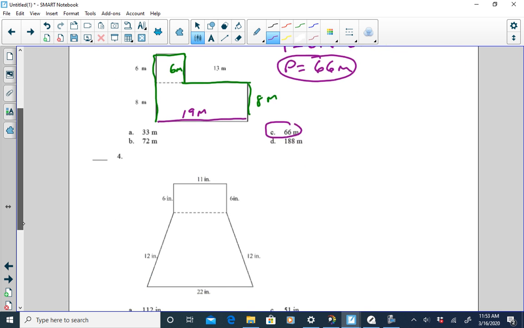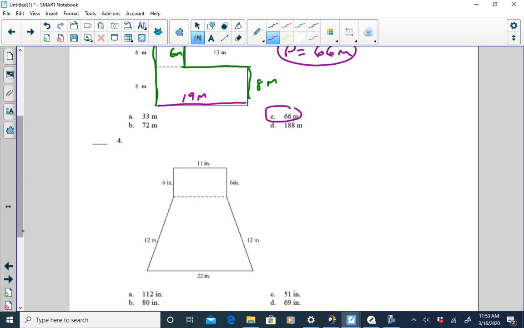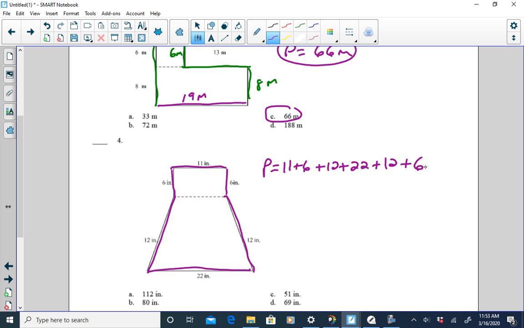Question number 4. Let's see what we're looking at here. All right, well, question number 4, it looks like we have all the segments that we need for the perimeter. So the perimeter is simply going to be equal to 11 plus 6 plus 12 plus 22 plus 12 plus 6. We have to add all of that together. So let's do that, and we wind up with 69 inches. Perimeter is going to be equal to 69 inches. All right, and 69 inches looks like that's going to be letter D.